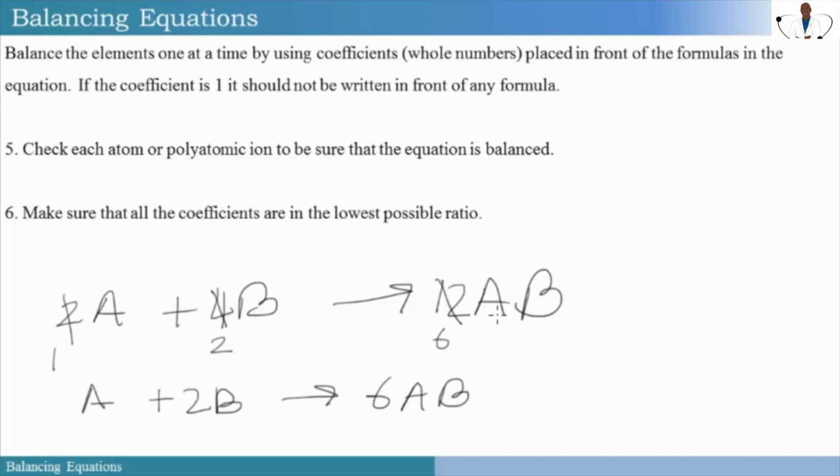Don't worry about looking at the atoms and saying, but wait, how come we have 6A here and over here we only have 1? That's not balanced. I'm just trying to show you that in terms of coefficients, they should be in the lowest possible ratio. So don't worry about what is present here for now. This is just trying to show you an example of the coefficients. So focus on the 2, the 4, and the 12.